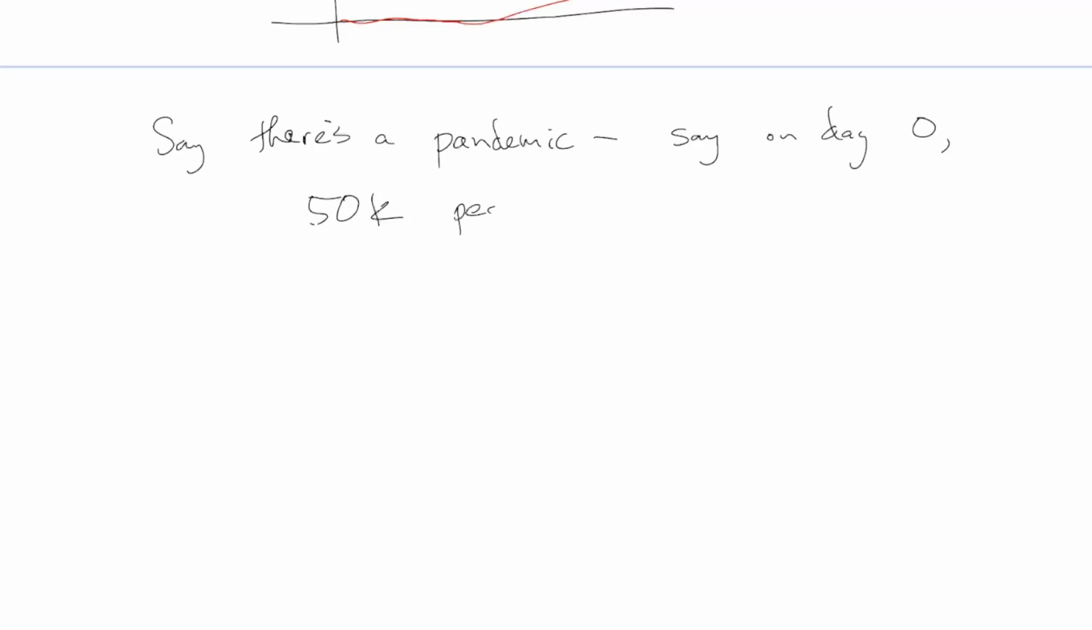Just to get us warmed up, I had a made up real world example. Let's say there's a pandemic. You know how that is. Let's say that on day 0, 50,000 people are infected. I'll just say 50, but this is in thousands, all right? And let's say the pandemic is spreading. It grows by 1% each day. All right?